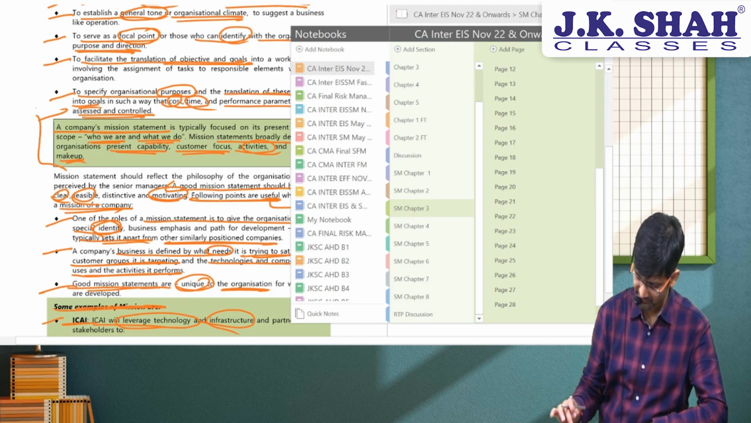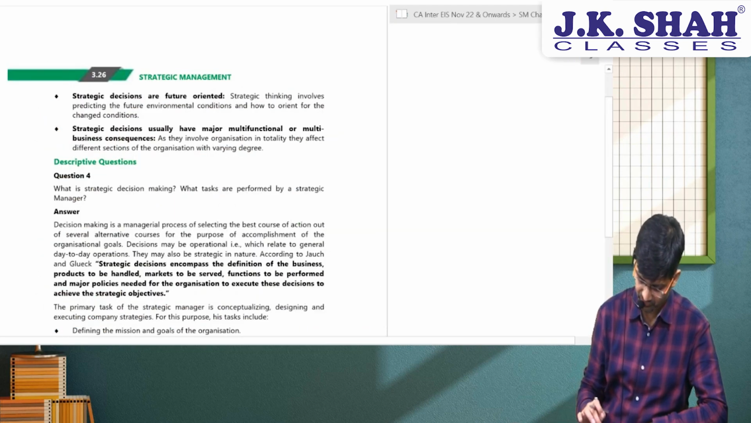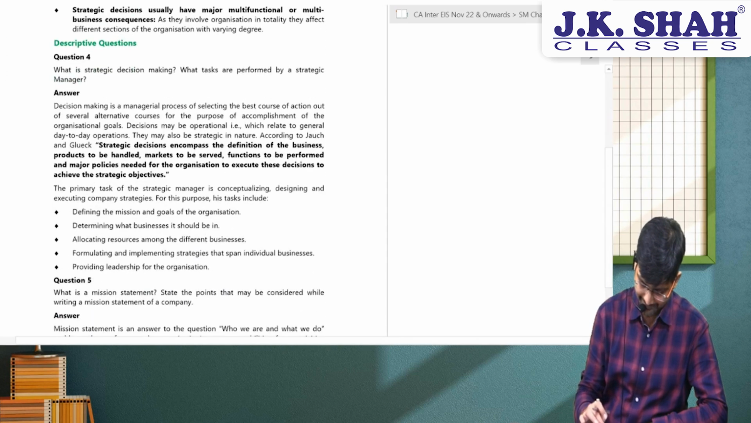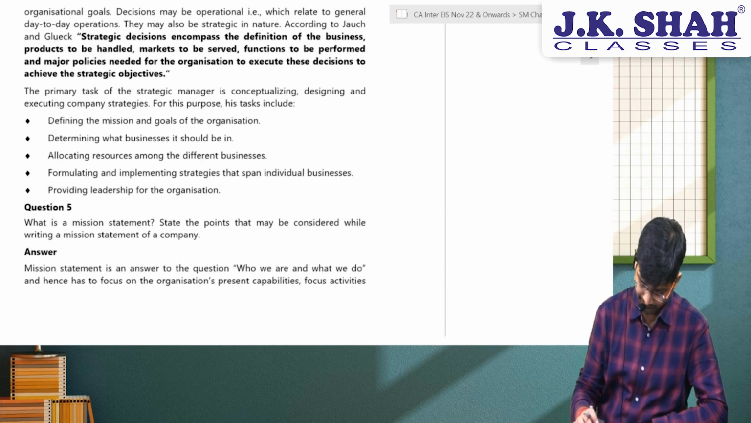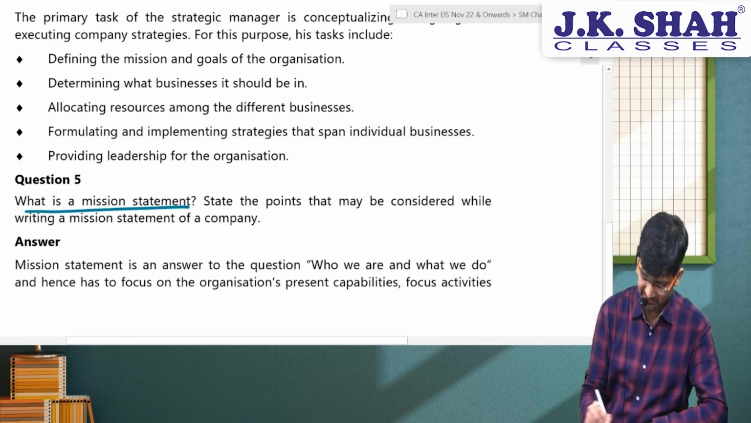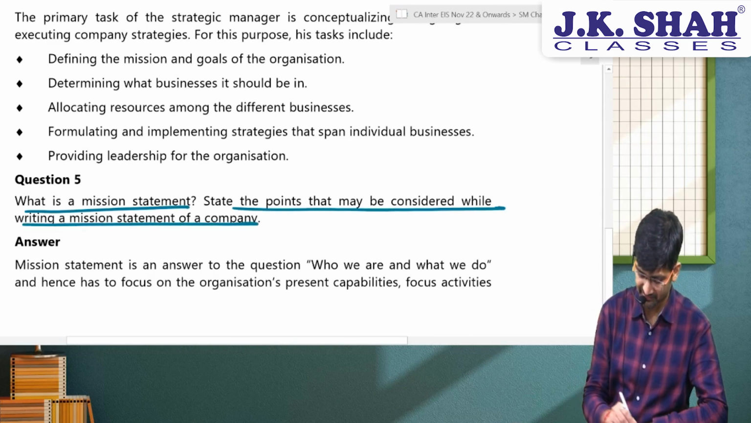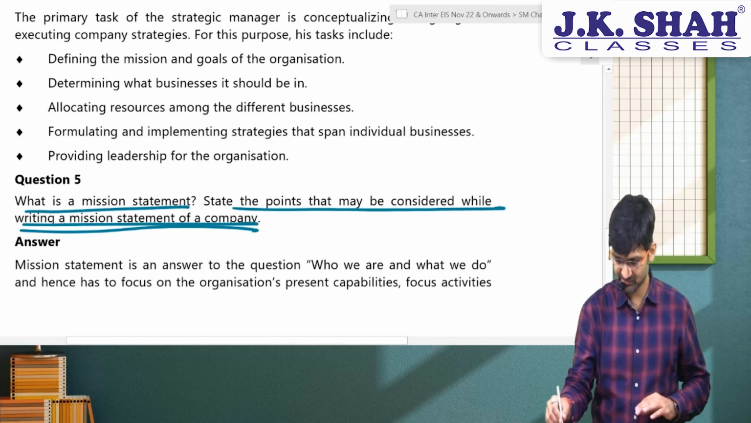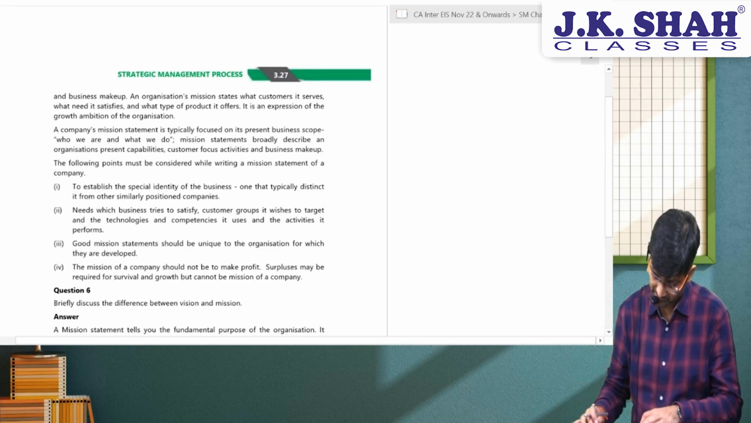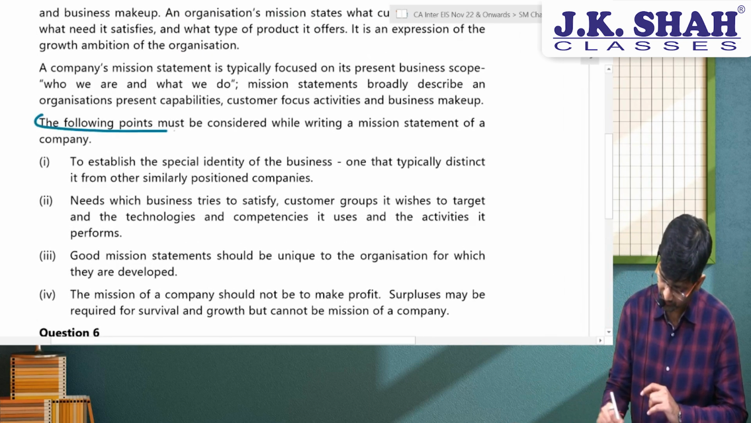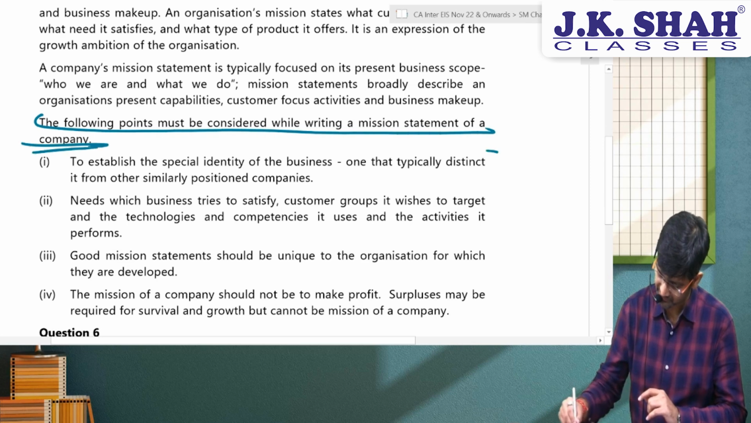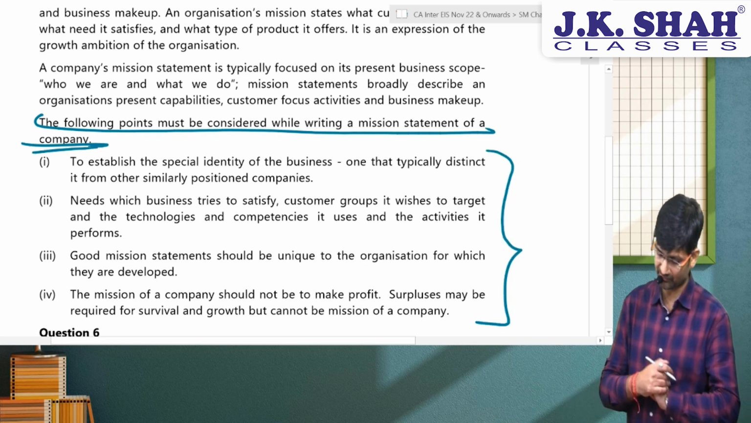Also, if you notice, at the end of chapter 3 there's a question. What is a mission statement? What points should be considered while writing a mission statement? And the following points should be considered while writing a mission statement. This is the answer that they have given.